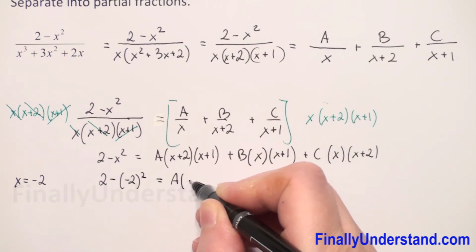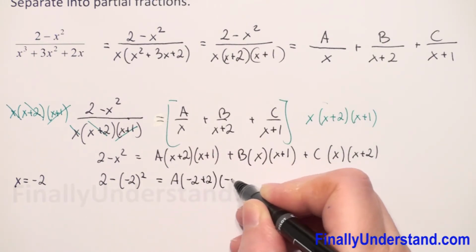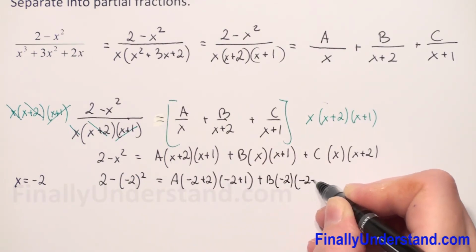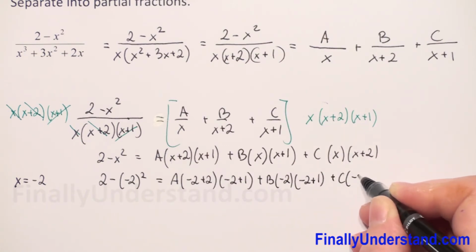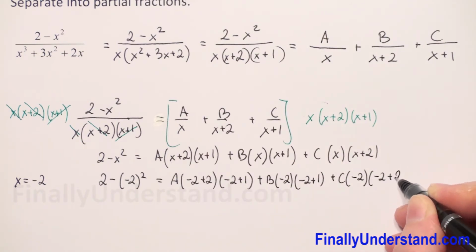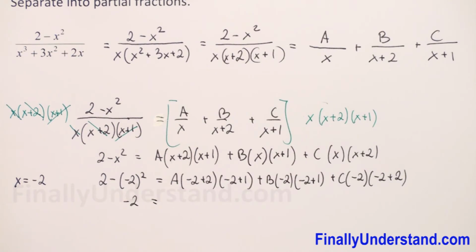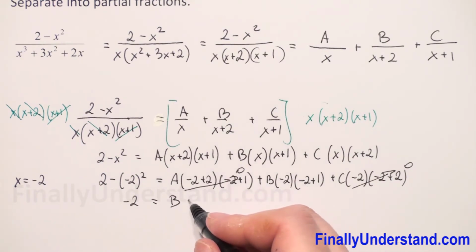This is equal a times negative 2 plus 2, negative 2 plus 1 plus b, negative 2 plus 1 plus c times negative 2 plus 2. 2 minus 4 is negative 2 on the left side, and on the right side, like I said, negative 2 plus 2 gives me 0, so this goes to 0, and the last term gives me 0, so we have only b times negative 2 times negative 1, because negative 2 plus 1 is negative 1, gives me 2.